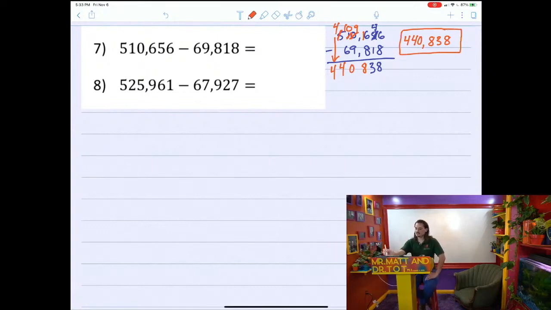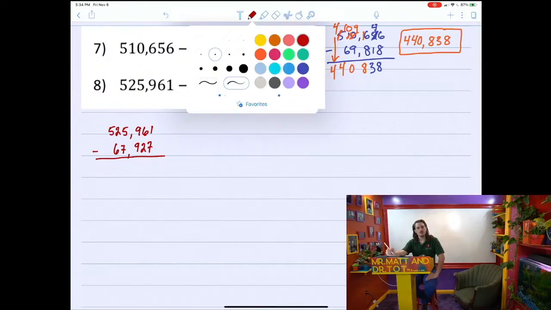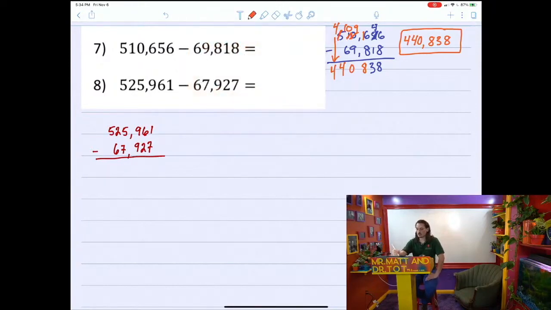Number 8, we have 525,961 minus 67,927. So notice I can't take 1 minus 7, so I need to borrow 1 from the 6, turning it into 5 and making the 1 into an 11.